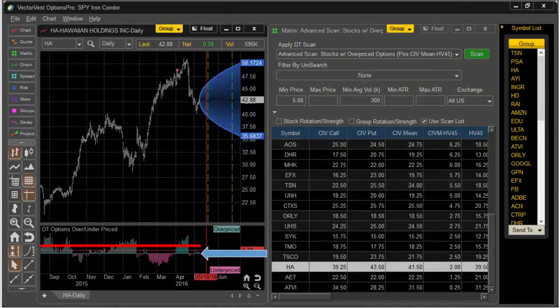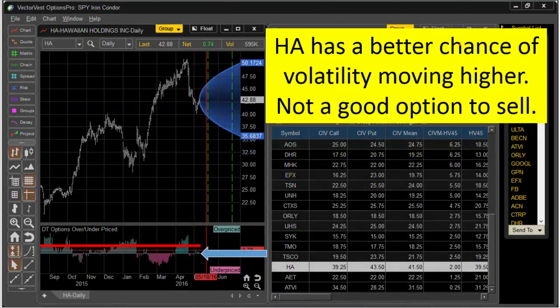All right? Now take a look at this one. Hawaiian Airlines has a better chance of volatility moving higher. Now, here's what I will tell you. This does depend on where the earnings announcement came in, okay? Let's say earnings are right here. This is an earnings date. I would be very, very skeptical of taking a credit spread right here on Hawaiian Airlines, because if earnings are only 4 weeks away, what's that going to do? It's going to rise up.